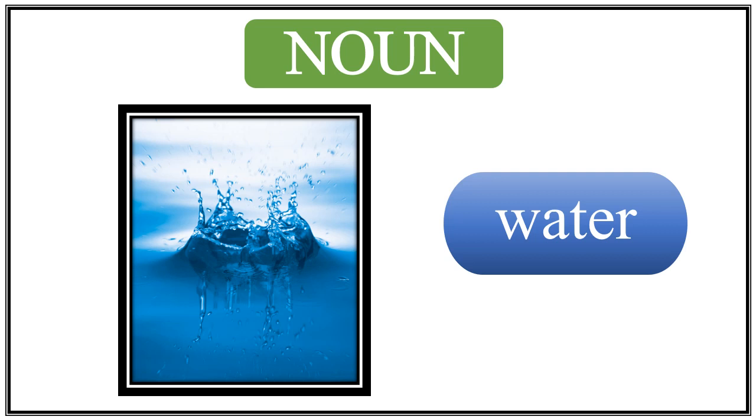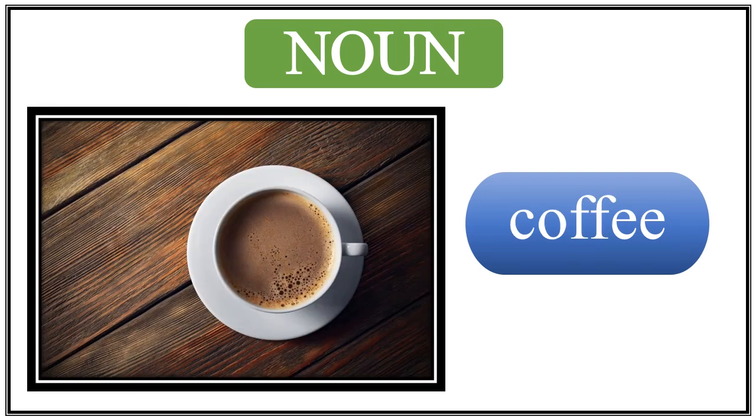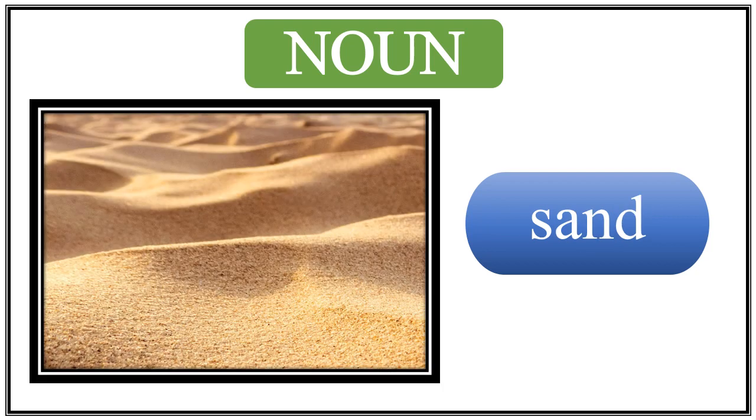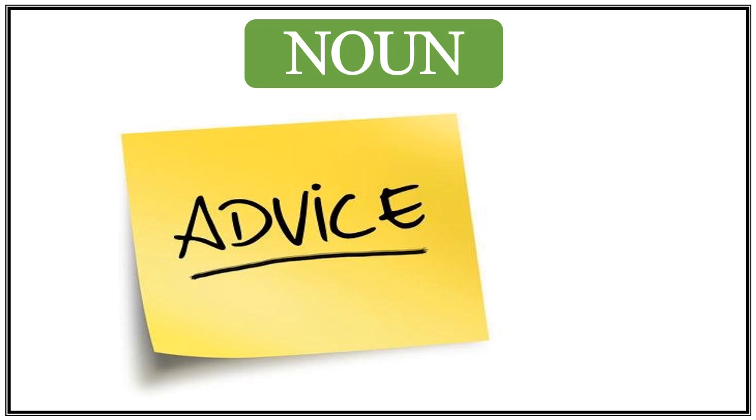Liter is the measurement unit of any liquid. In the same way, we can't count coffee, because it is a liquid. Similarly, sugar and sand are so small that if you try to count the individual particles, that would be an extremely difficult task. Love and advice are abstract nouns, because they are feelings and ideas. Most abstract nouns are uncountable nouns.